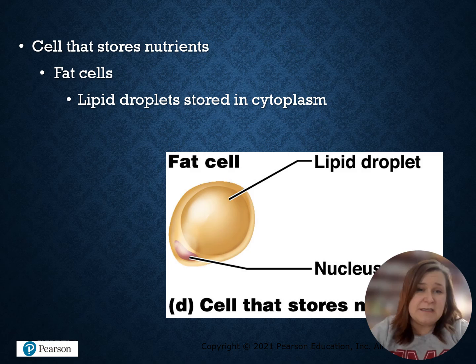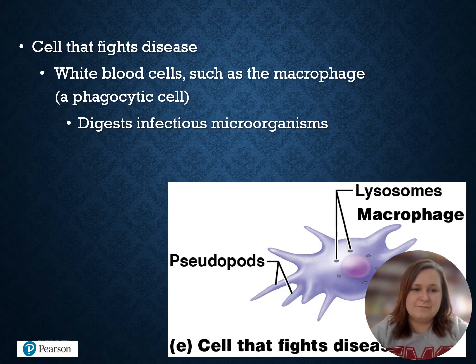We can also have cells that store nutrients. This is going to be something like adipose cells. So we can have these little lipid droplets that are stored in the cytoplasm so that we have that energy available whenever we want to use it, but we don't necessarily have to have it taking up space all the time, because we can condense it down and only use it whenever we actually need it.